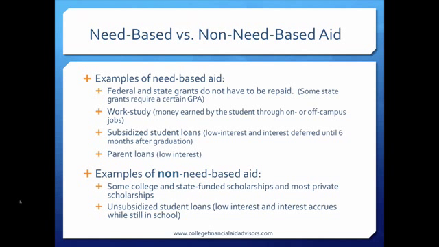Now, also when we categorize financial aid, we're going to categorize it into need-based versus non-need-based. So let's just start with need-based aid. Need-based aid can come in 4 different parts. First, we have federal and state grants. You can receive a federal Pell Grant, for example, or maybe a state grant depending on what state you live in.